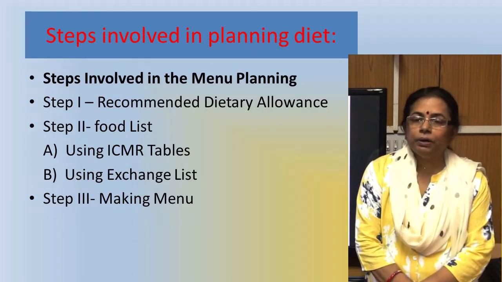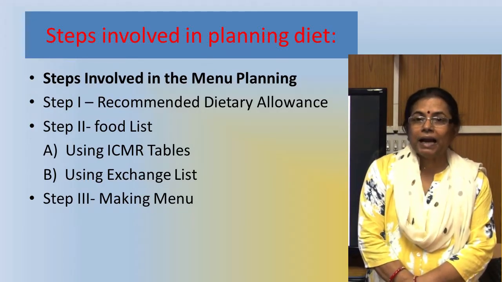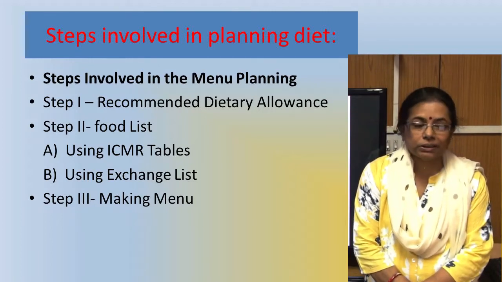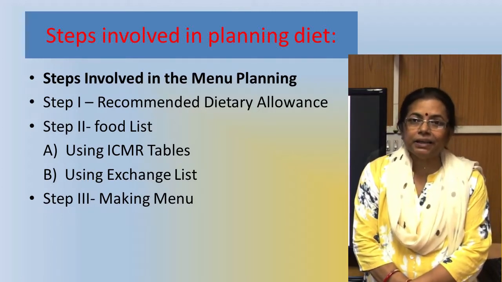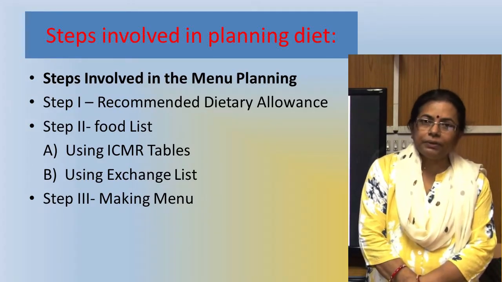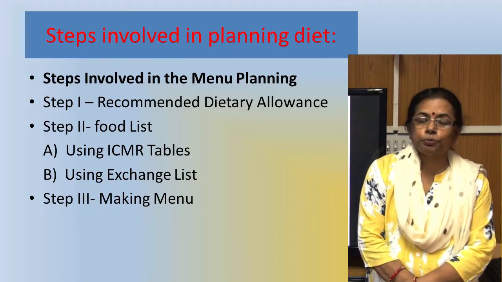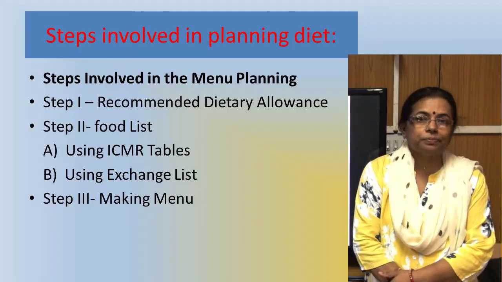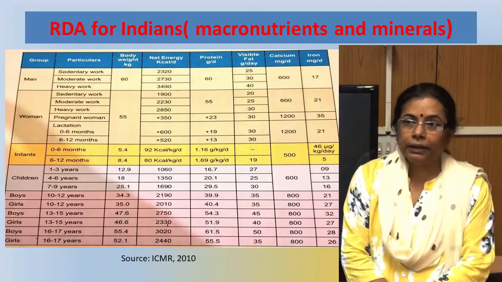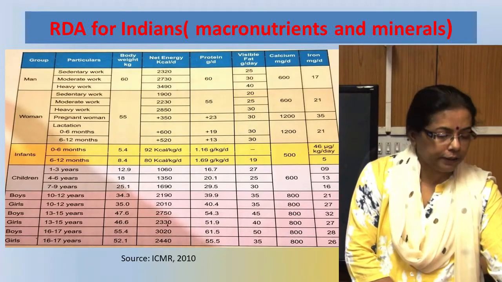For the convenience of menu planning, ICMR has suggested portion size and balanced diet. Balanced diet is given as multiples of the portion size, and portion size is given in terms of raw food. Step 3, whatever food is listed at step 2 should be used and converted into recipes and distributed over different meals. This is the RDA for Indians, as I already discussed. This I am showing you for your ready reference.